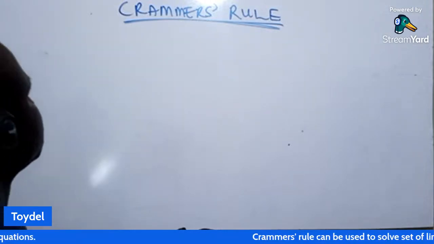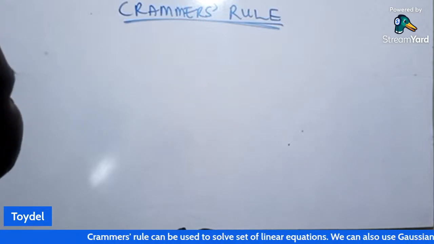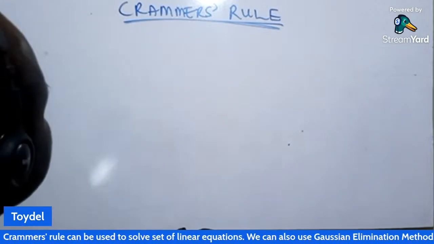So today we're still going to continue with matrices. Under matrices, I want to consider Cramer's rule.